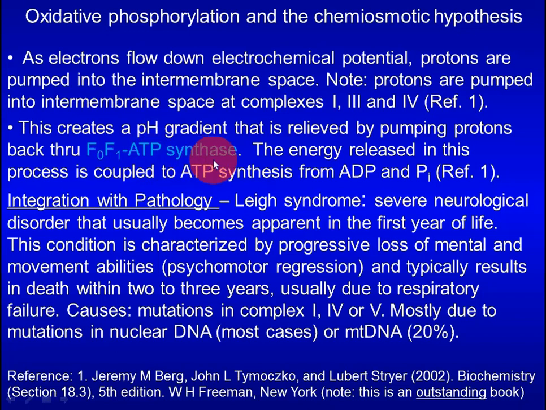Energy released in this process is coupled to ATP synthesis, and this is oxidative phosphorylation. Here is an integration with pathology. Leigh syndrome is a severe neurological disorder characterized by progressive loss of mental and movement abilities. It is caused by mutation in complex 1, 4, or 5.